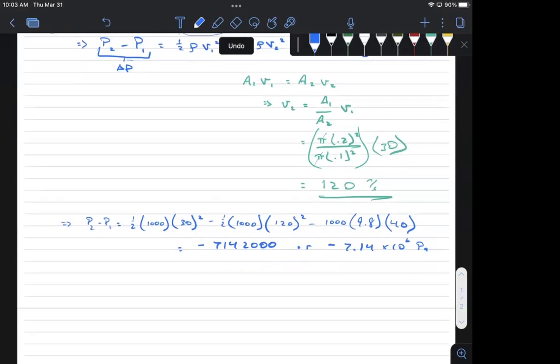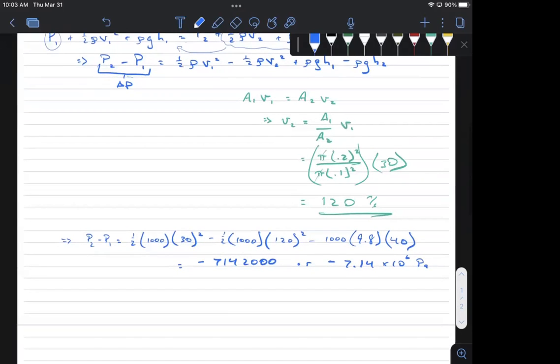So there we go. There's a Bernoulli problem. Are there any questions about this particular problem?